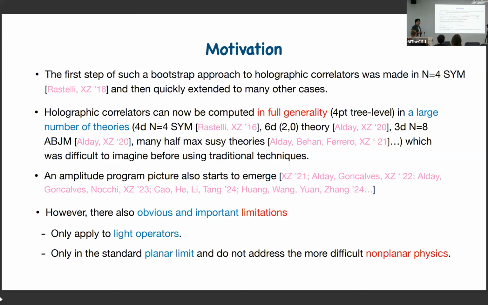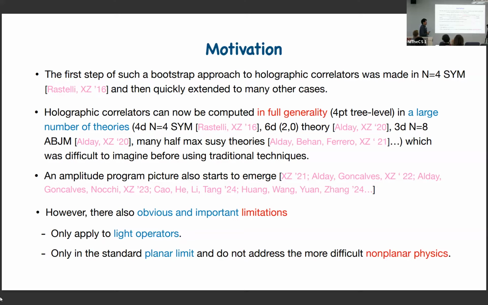As I explained in my last lecture, this approach was first applied to the case of 4D N=4 super Yang-Mills. There we were able to obtain all the holographic four-point functions without computing Witten diagrams. The success in that particular model was not a coincidence. The strategy is very general and it has been applied to many different theories with varying amounts of supersymmetry and in different spatial dimensions.